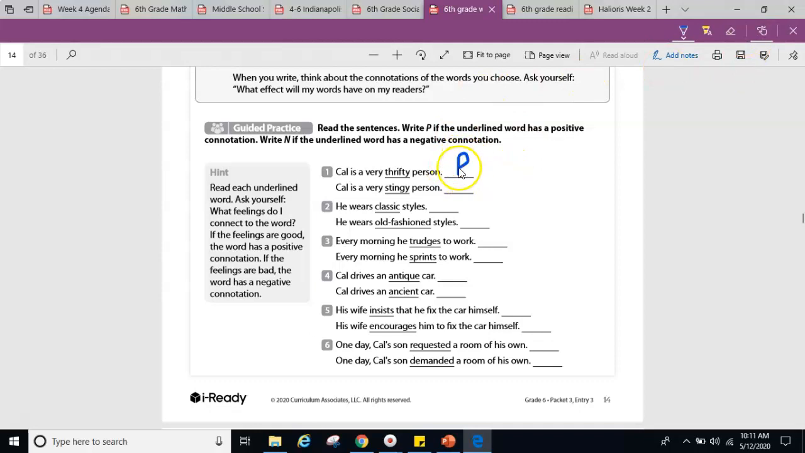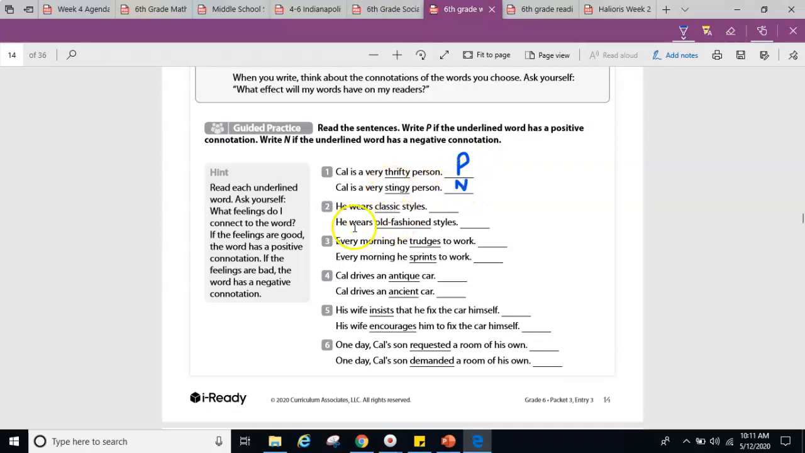Positive. Thrifty to me makes it sound like you are good with your money and you know how to save it and when to spend it, and you can find good deals. If Cal's a very stingy person, in my head it means that you have money but you don't want to spend it on something. So I'm going to put that as negative.